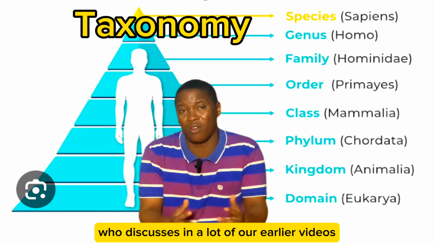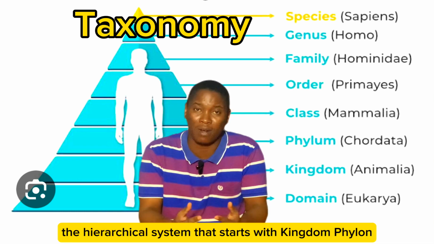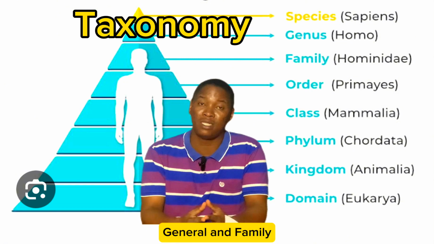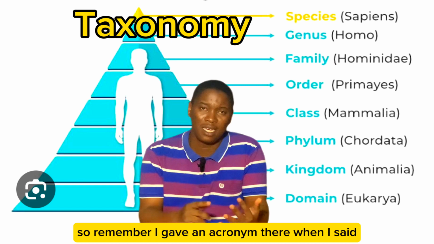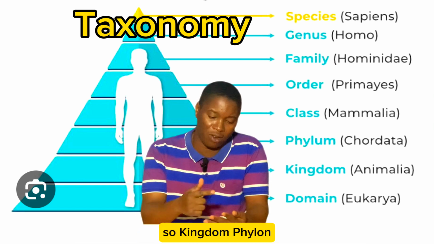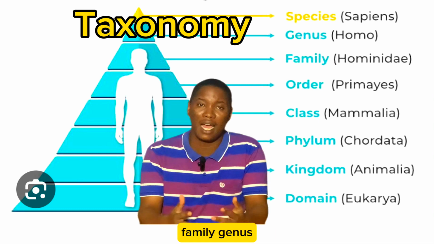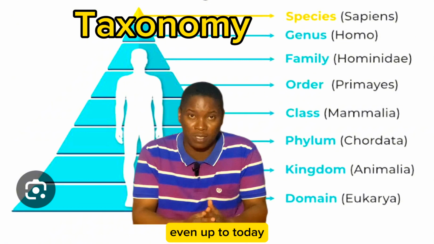We've discussed this in a lot of our earlier videos, the hierarchical system that starts with kingdom, phylum, class, order, family, genus, and species. So remember, I gave an acronym then: King Pharaoh, classes, orders from General Shegu. So kingdom, phylum, class, order, family, genus, and species. This hierarchical system is even in use up till today.